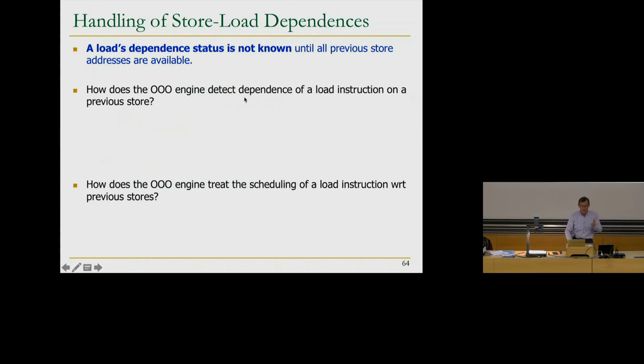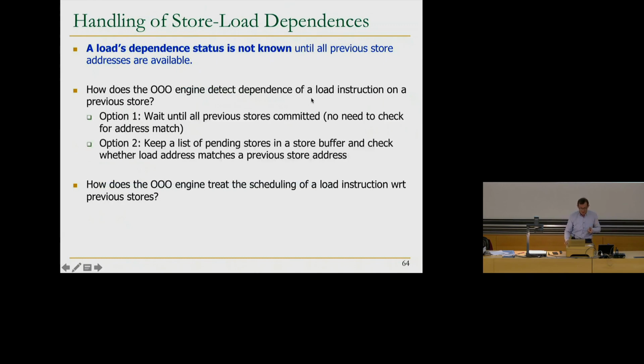One is, how do you detect the dependence of a load instruction on a previous store? You wait until all previous stores are committed. In this case, there's no need to check for address match. The logic is simple. Or the second option is you keep a list of pending stores in a store buffer, also called a store queue, and check whether a load address matches a previous store's address. Okay, I'll get back to this later on.